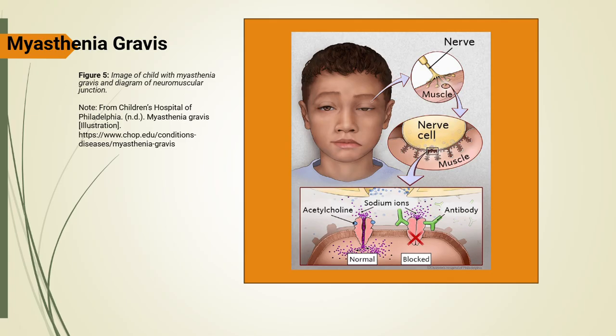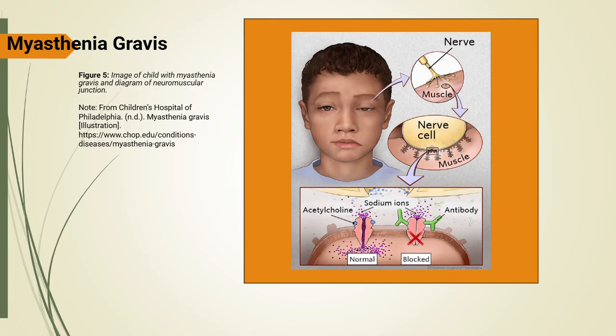The diagram also shows the neuromuscular junction, where the nerve communicates with the muscle. In a healthy neuromuscular junction, the nerve releases acetylcholine, which crosses the synapse and binds to receptor sites on the muscle. When these receptors activate, they open channels that allow sodium ions to enter, generating the electrical change needed to cause a muscle contraction. The lower portion of the slide highlights the key problem in myasthenia gravis. Antibodies block or destroy the acetylcholine receptors.